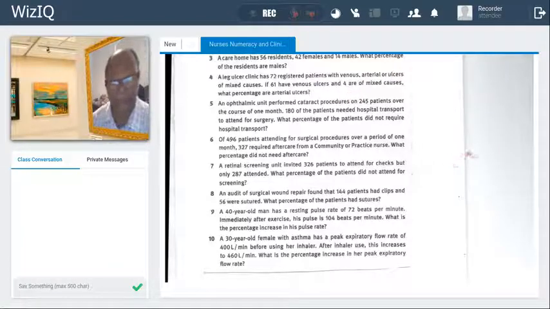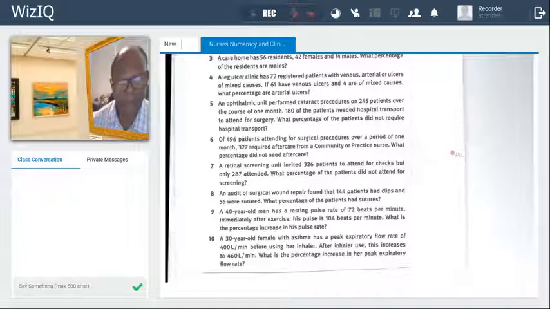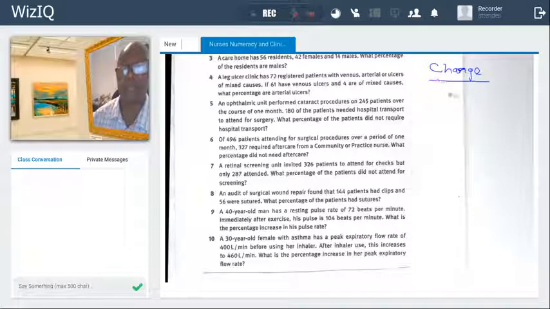Okay, question 10 says a 30-year-old female with asthma has a peak expiratory flow rate of 400 liters per minute before using her inhaler. After inhaler use, this increased to 460 liters per minute. What's the percentage increase in her peak expiratory flow? So again, it's going to be change divided by initial, multiplied by 100.